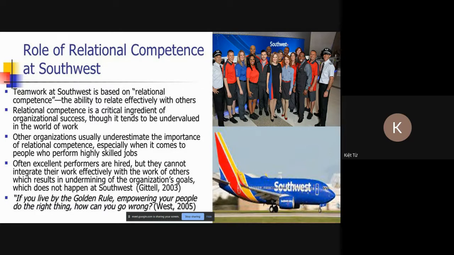So that is my section. Now we're going to move to the last section with Dan Ngoc Long.